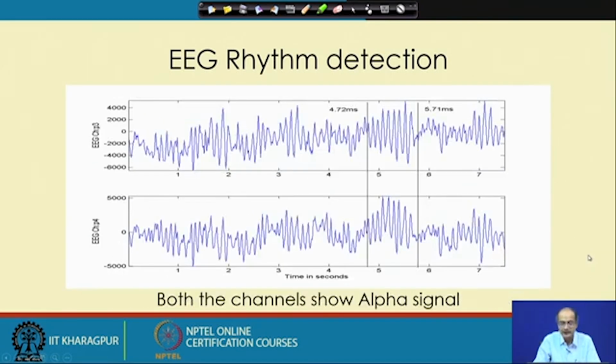Next, we have taken two signals, one is P4 and another is P3, the two channels. We get a similar kind of signal between 4.72 millisecond to 5.71 millisecond, about 1 millisecond gap, where we get the same kind of signal. So, we want to know whether it is repeated in both places, and that looks like an alpha wave.